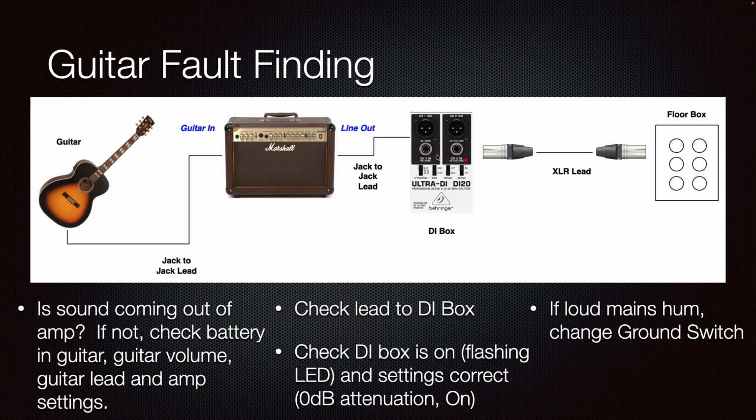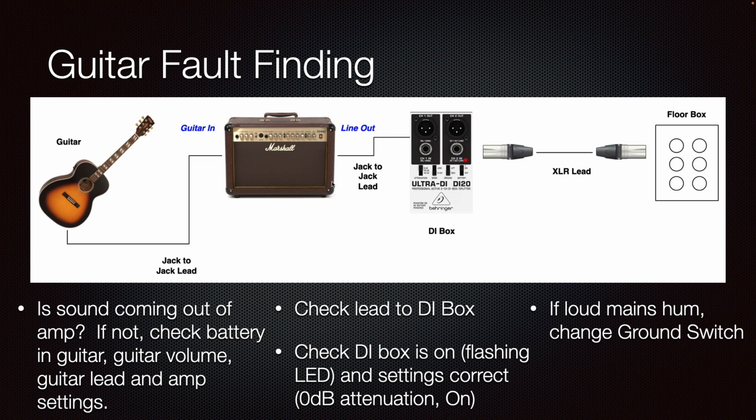After that, check that the DI box is actually on. I'll talk about a bit more of that in a minute. But basically, there's a flashing LED on here, and you've actually got the settings correct. If that's still not right, check the XLR lead and check the floor box. Just one slight thing with these guitars, we do have a ground switch on the amp. If you've got a loud hum on the channel, there's a bit of a fault like that, actually go and have a look at the ground switch and toggle it between lift and ground and see which one is better. There's no hard and fast rules on what's right with that.